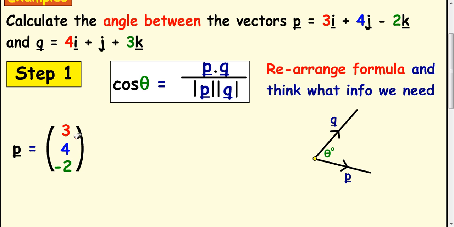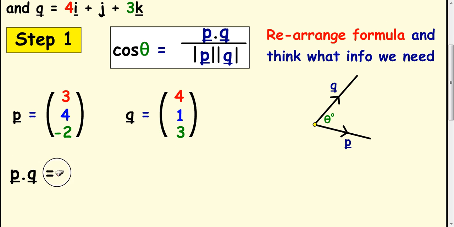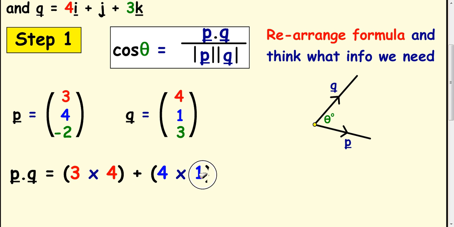So if p in component form is 3, 4, negative 2, and q in component form is 4, 1 and 3, because there's no number there, so that's just a 1. So I can get p dot q if I times 3 by 4, and then do 4 times 1 and add it, and then negative 2 times 3 and add it. So that's going to become 12 plus 4, which is 16, take away 6 is 10.